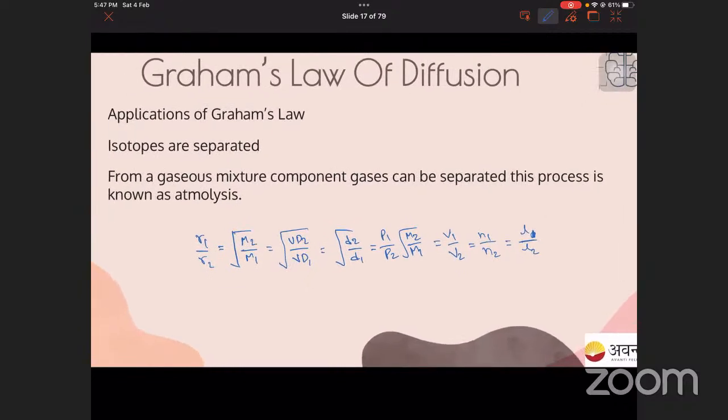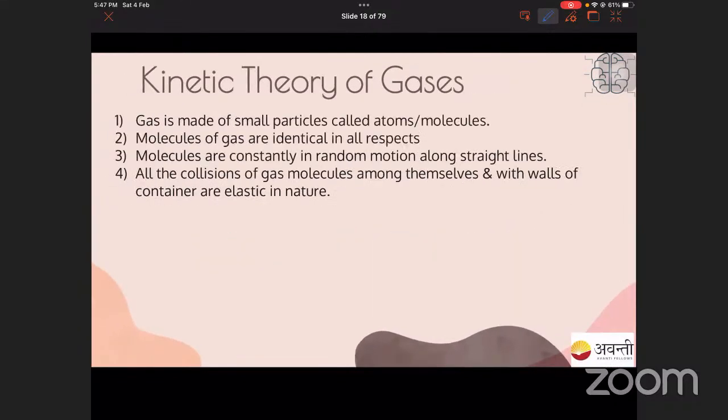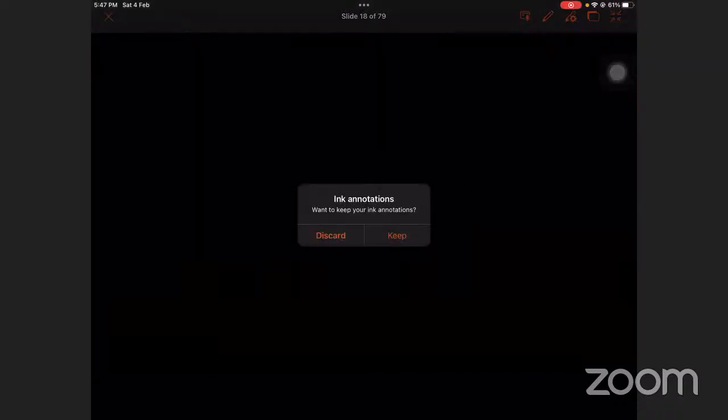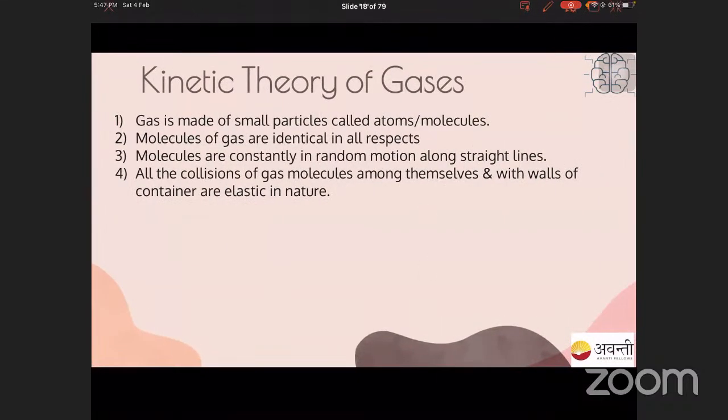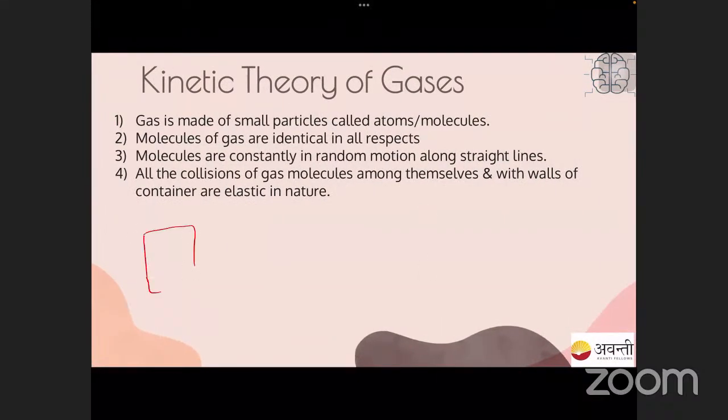Now let's move to kinetic theory of gases. Now, this is a very important concept, and remember this theory in a simple way. Firstly, you are taking a container. Now, in this container, let's say there are different molecules, right? These particles are nothing but molecules or atoms. That's the first postulate of kinetic gas theory.